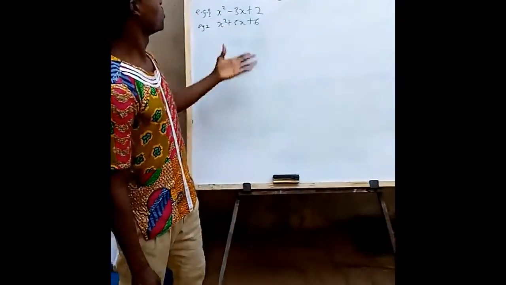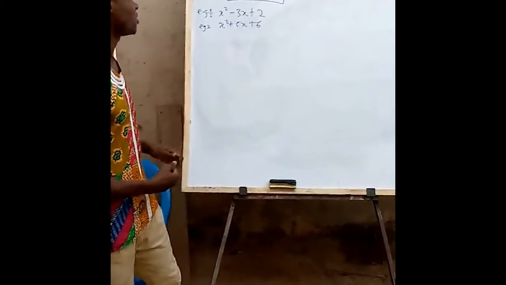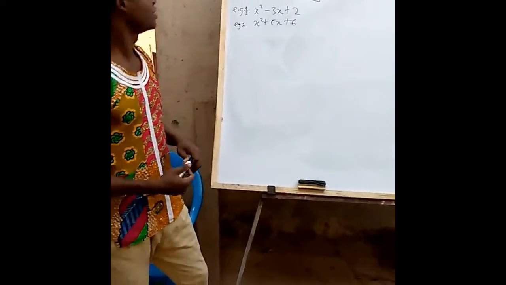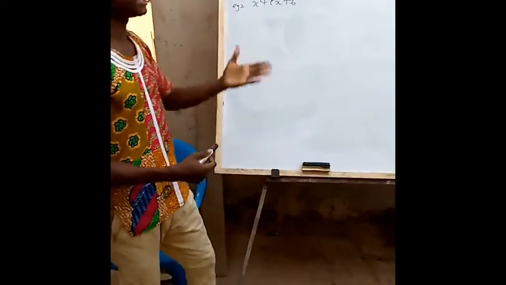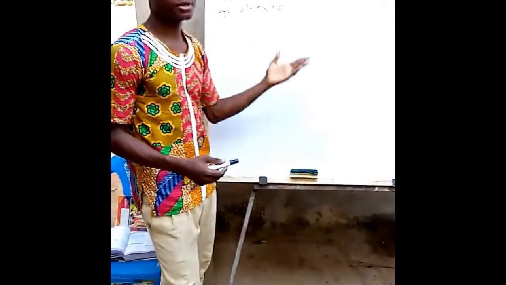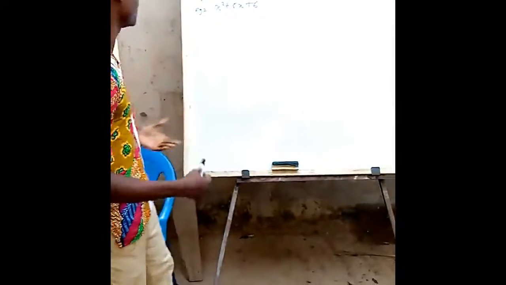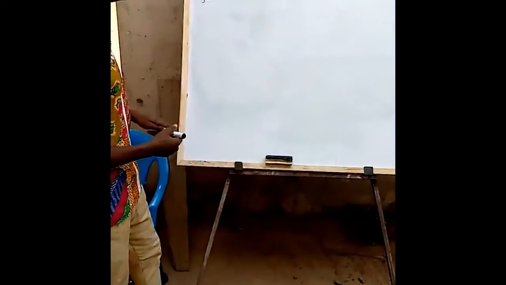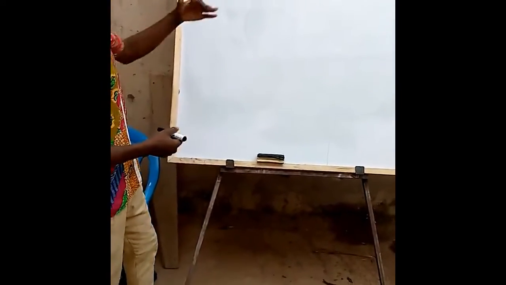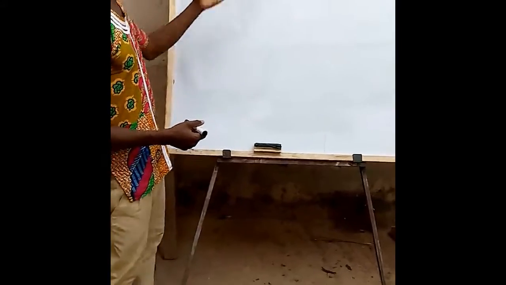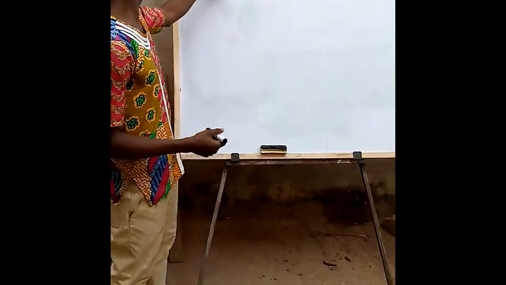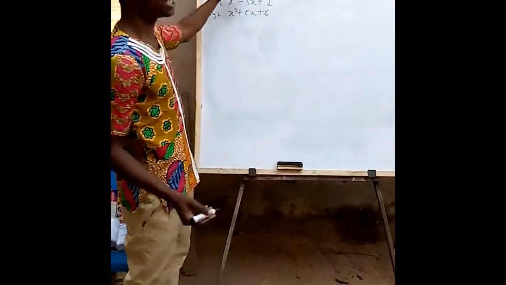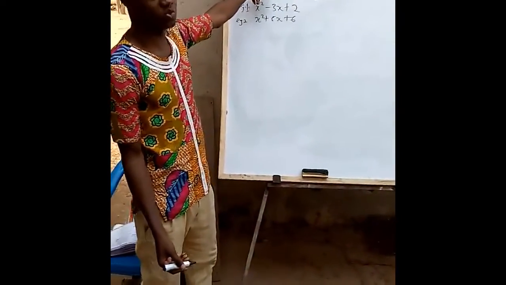Okay, so we're talking about quadratic trinomials of the form x squared plus bx plus c. When we talk about a trinomial, we're talking about three terms. Tri means three, bi means two. So a binomial has two terms, and a trinomial has three terms. Some trinomials are in the form x squared plus bx plus c, where the coefficient of x squared is just 1.